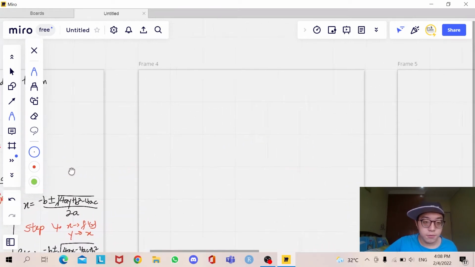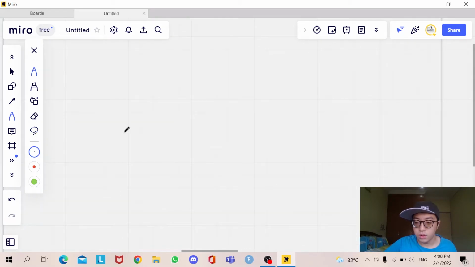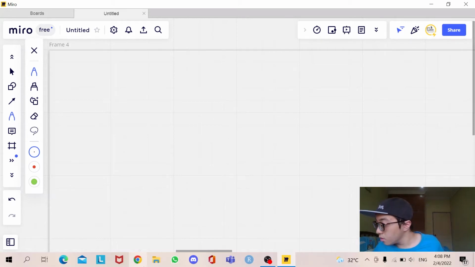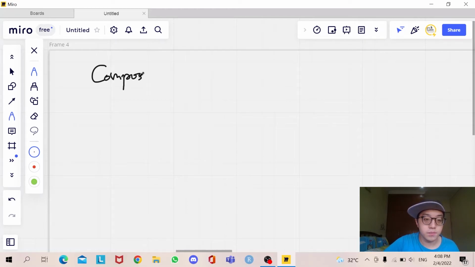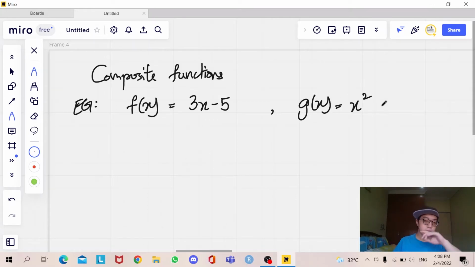All right, so after this, the next part here, we're gonna talk about composite functions. What are composite functions? Composite functions are when two functions join together. For example, given in the question, f(x) is equals to 3x minus 5 and g(x) is given as x squared. All right, so you are to look for composite functions.